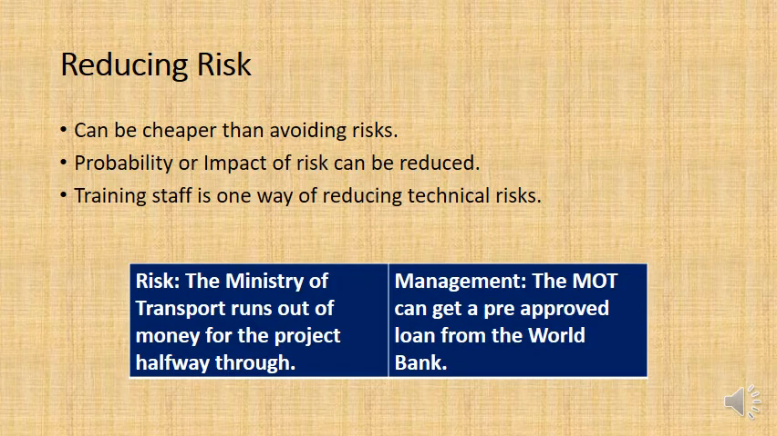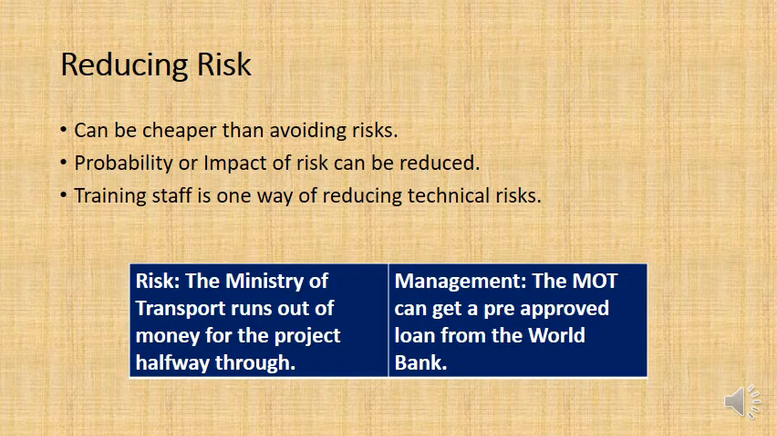So let's look at an example here of the risk of shrinkage cracks in the concrete. Well, if your concrete workers were well trained in concrete, then the chance of shrinkage happening is going to be reduced, isn't it? The probability is reduced because shrinkage cracks happen when people don't know what they're doing with concrete.